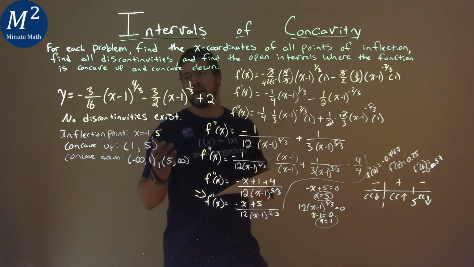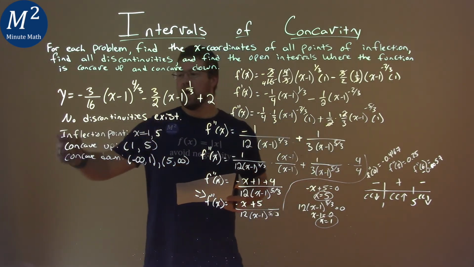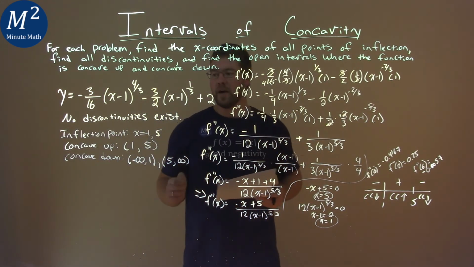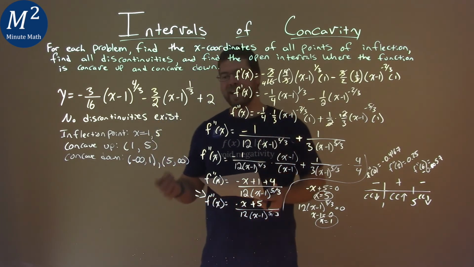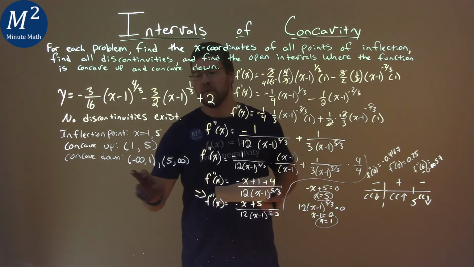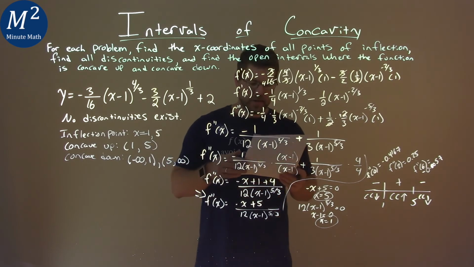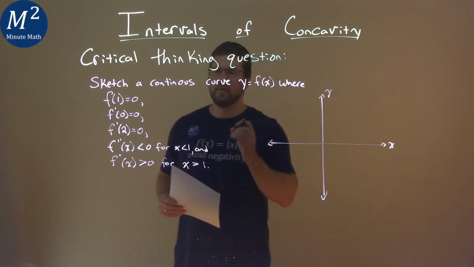And so again, our final answer here is no discontinuities exist. Our inflection point is at x equals 1 and 5. We're concave up from 1 to 5, and concave down from negative infinity to 1, and from 5 to positive infinity. We're given this critical thinking question.